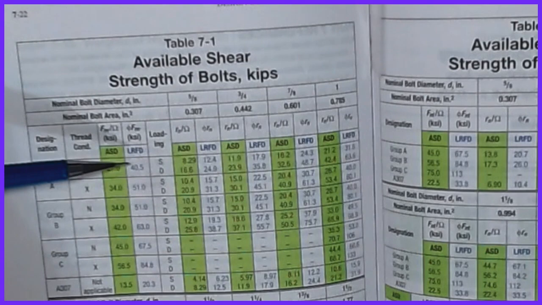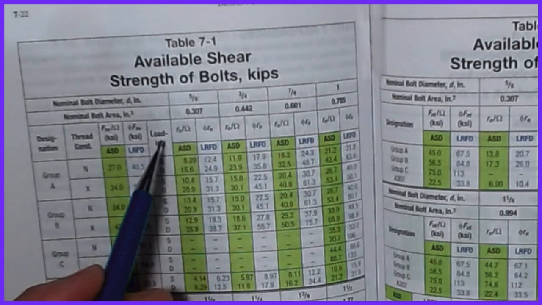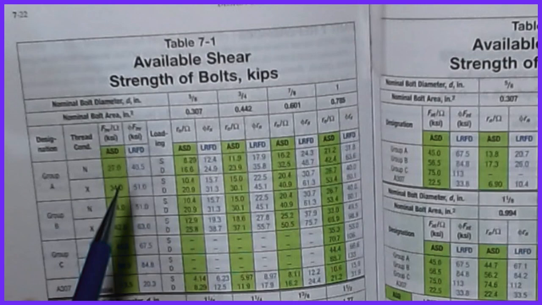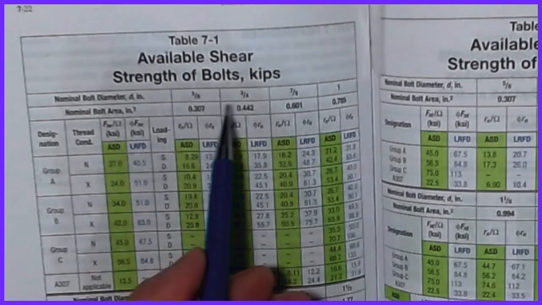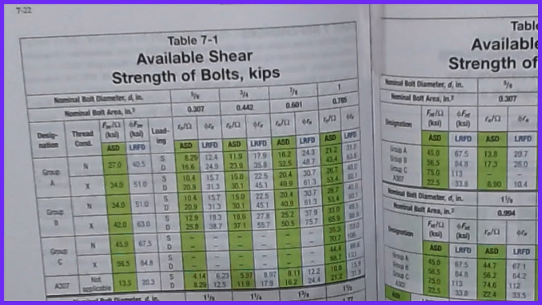Okay, and so if we look at the loading on this thing, the S and the D show up. That's single shear and double shear. All right, so most of our cases fall out of here. So all I do is I figure out, oh, single shear is the top line, double shear is the bottom. And then I just read across through all these tables, and the diameter of the bolt that I want is here. So I've got 5/8, I've got 3/4, I've got 7/8, 1, and then 1 1/8, 1 1/4, 1 3/8, and 1 1/2 down below.